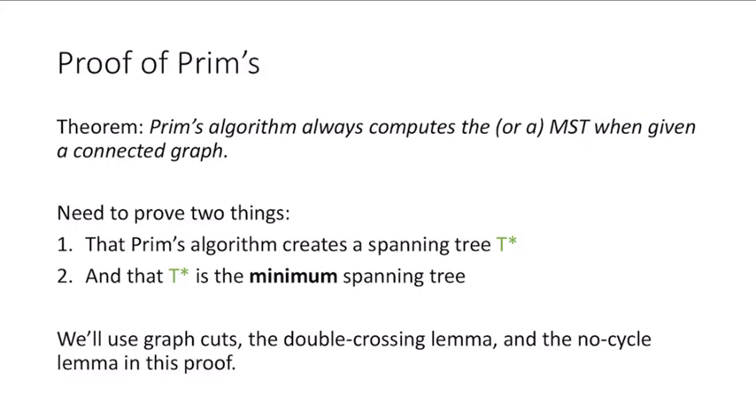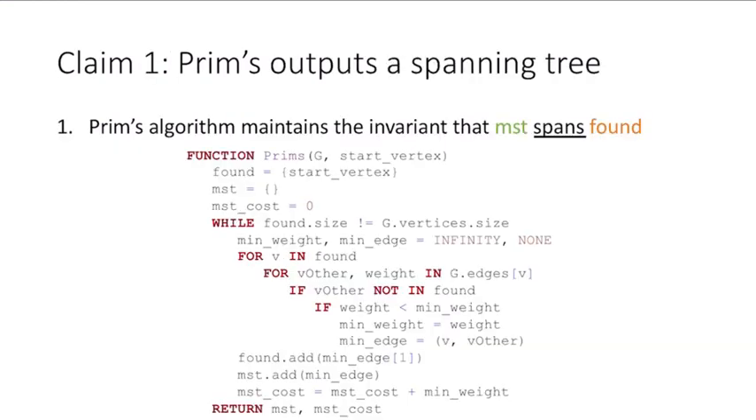All right, so let's get back to our proof of Prim's. We're going to start by just saying that Prim's creates a spanning tree. This actually turns out to be fairly simple because Prim's always maintains this invariant that it spans found. So our minimum spanning tree is always going to span the set of found vertices.